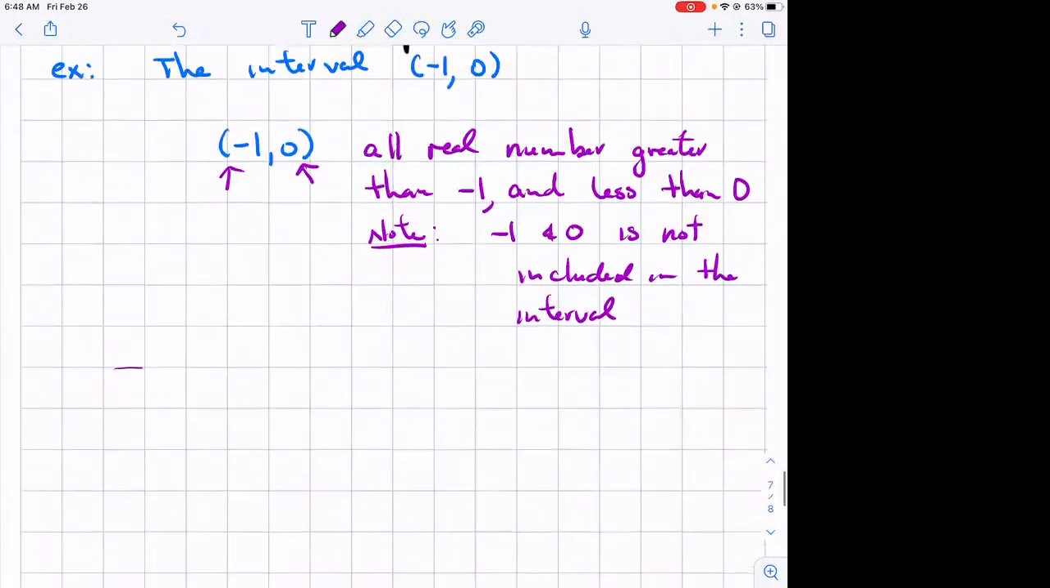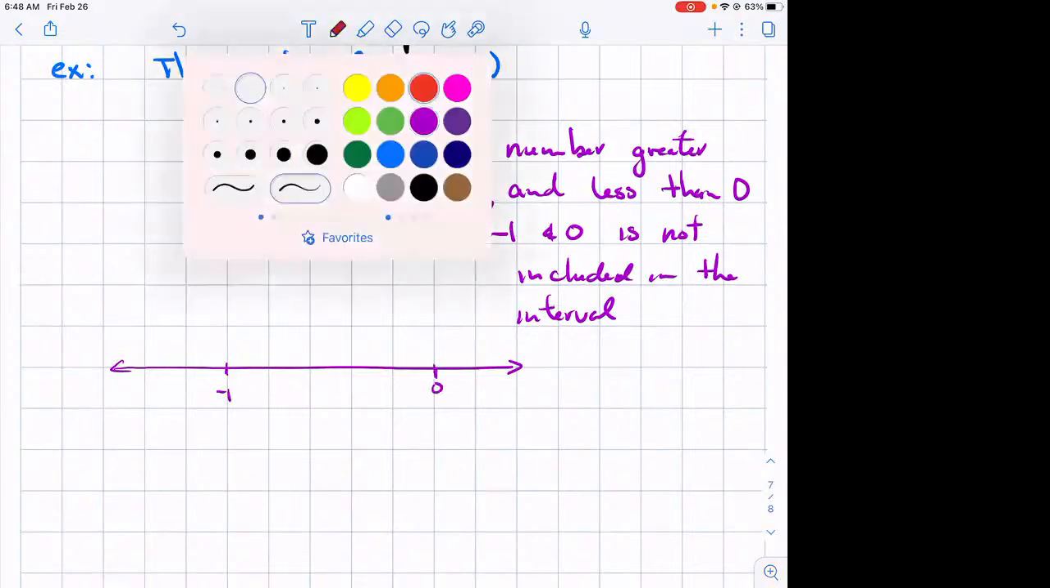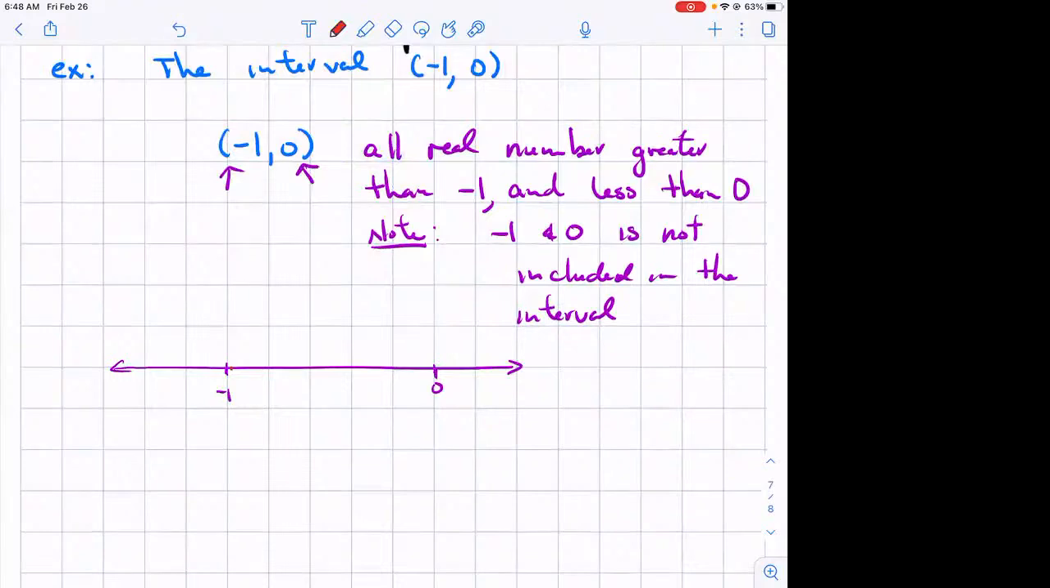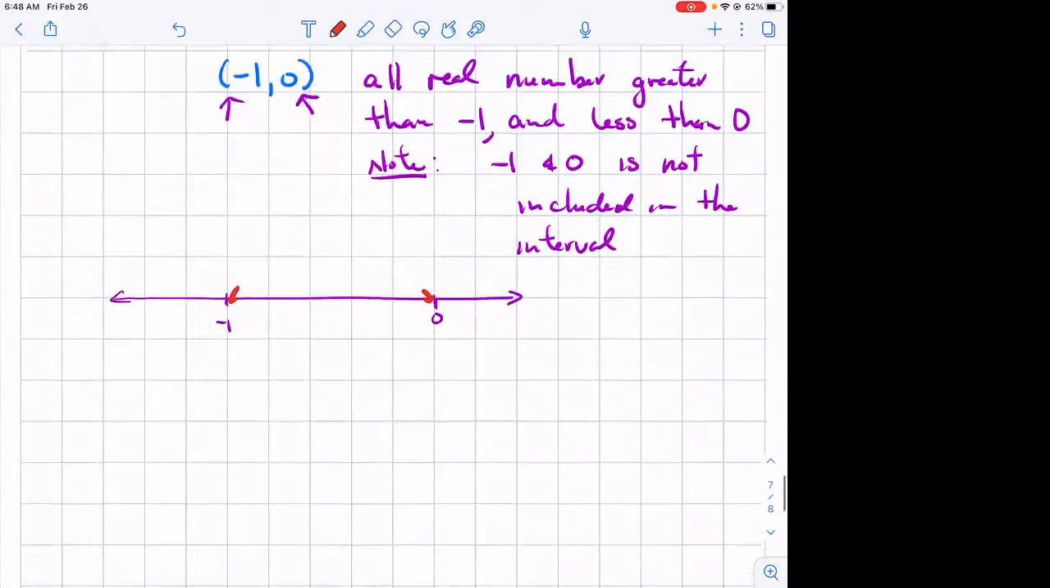So if you have the interval and you have -1 here and 0 here, it means that you are starting just past -1. You do not include -1 right at that point, and you stop right before 0. So you don't include those numbers when we have parentheses. When we have brackets, we do include them.